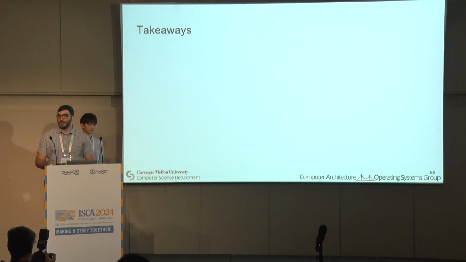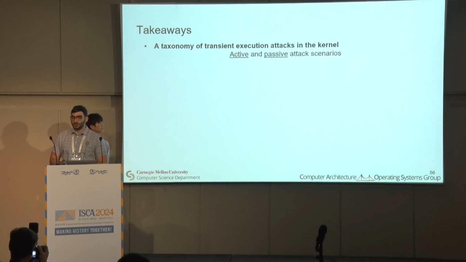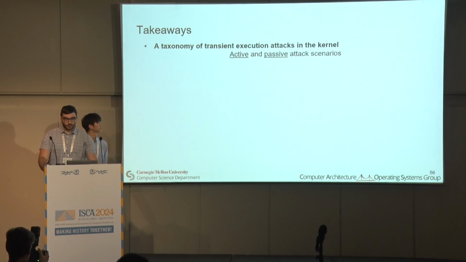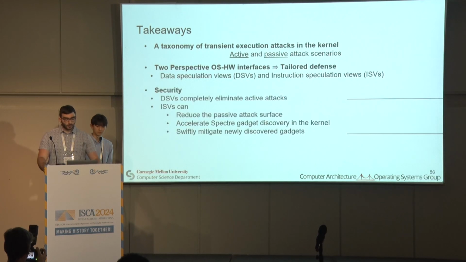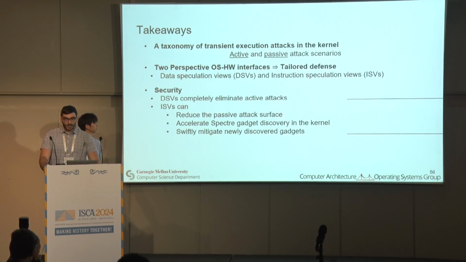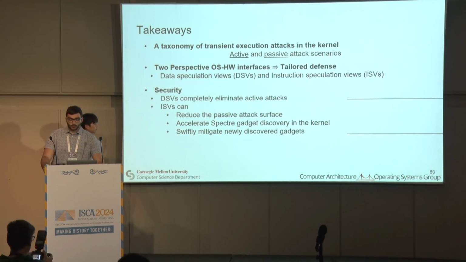So, the main takeaways. We introduce a new taxonomy for transient execution attacks, for active and passive. Based on this taxonomy, we introduce Perspective, which is an OS hardware interface that enables tailored defenses with DSVs and ISVs. And finally, for security guarantees, DSVs are completely able to combat active attacks, and ISVs reduce the attack surface of passive attacks, accelerate gadget finding for notable changes, and can swiftly mitigate new gadgets offline.